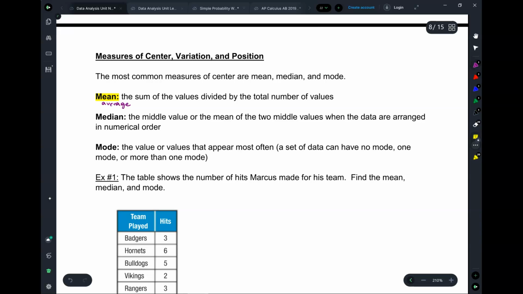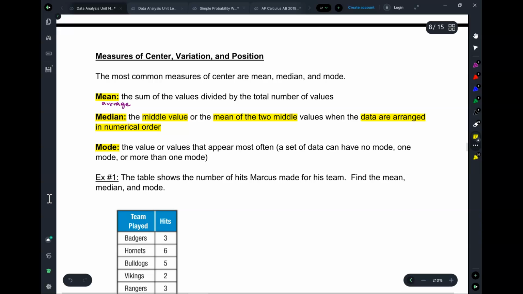Okay, median is the value at the exact center of the data. So if you take all the numbers, the one that's exactly at the middle, or if there isn't one middle value, it's the mean of the two middle values. But the most important thing here is that the data has to be arranged in numerical order. So you have to go either from increasing to decreasing or decreasing to increasing. All right, so low to high or high to low.